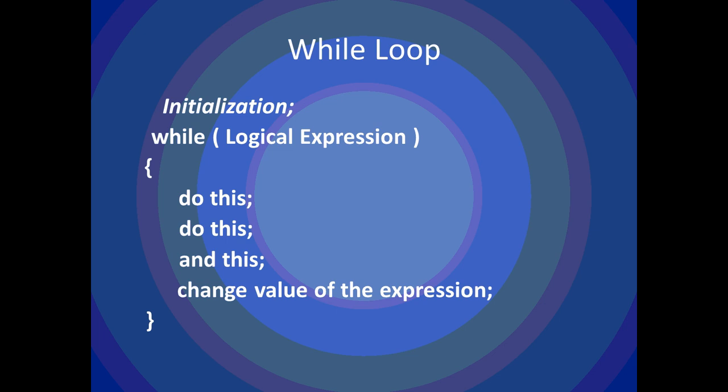while loop का जनरल सिंटैक्स कुछ इस तरह से है कि सबसे पहले इनिशियलाइजेशन, then while, logical expression, sometime called test condition, then body of the loop, और body of the loop में do this and this mean the statements you want to repeat, and then the change value of the expression mean that either you increment the value or you decrement the value of the expression on which the condition is being tested. So three components or parts of the loop are very much important: the initialization, logical expression and change value of the expression.